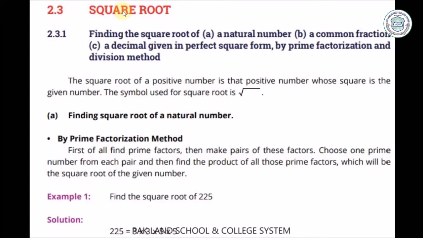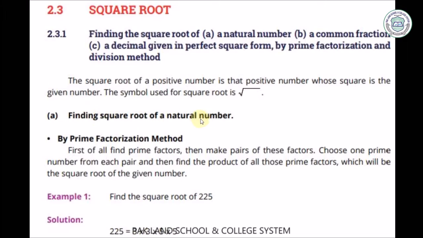Today we are going to start square root. Finding the square root of a natural number, a common fraction, or a decimal given in perfect square form by prime factorization and division method. The square root of a positive number is that positive number whose square is the given number. The symbol used for the square root is this.